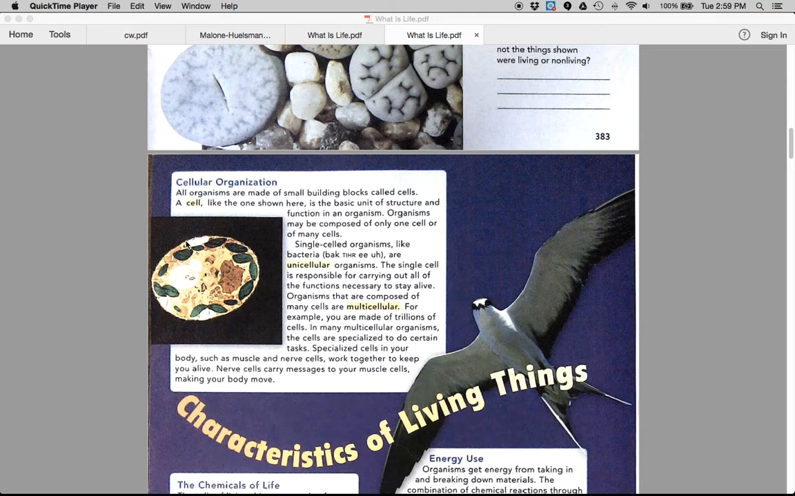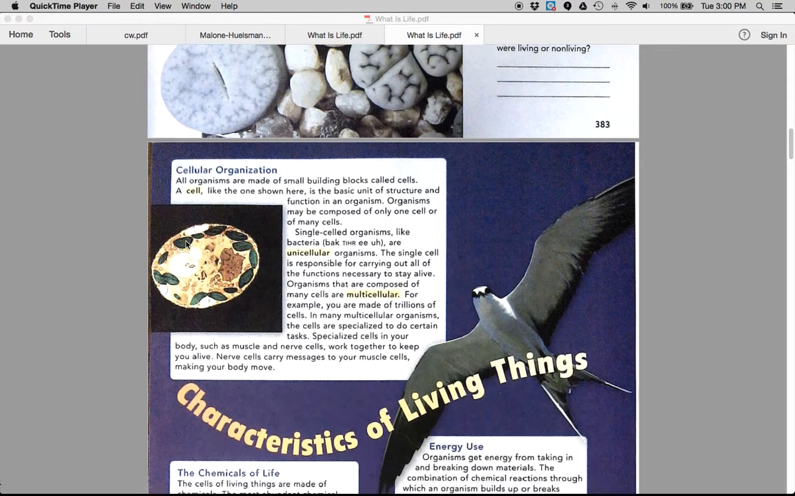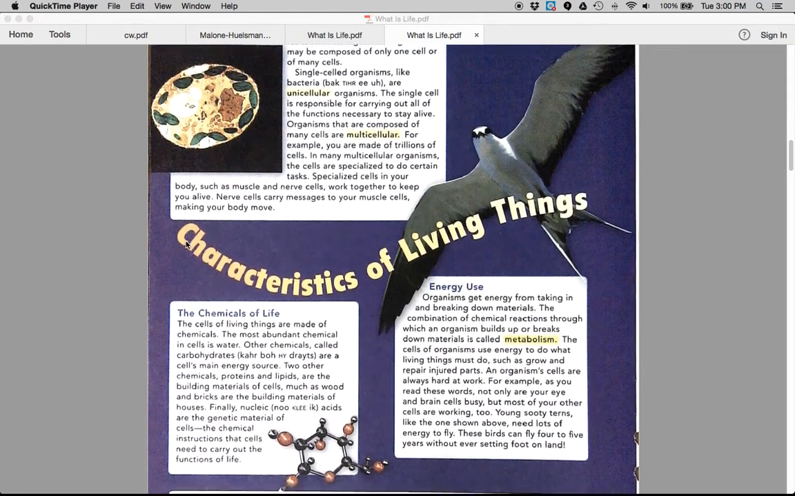Organisms that are composed of many cells are multicellular. For example, you are made of trillions of cells. In many multicellular organisms, the cells are specialized to do certain tasks. Specialized cells in your body, such as muscles and nerve cells, work together to keep you alive. Nerve cells carry messages to your muscle cells, making your body move.